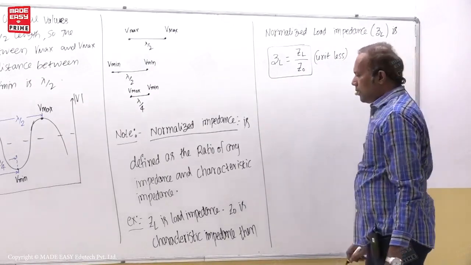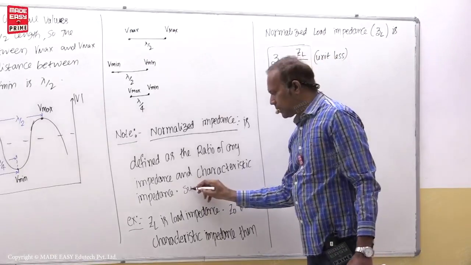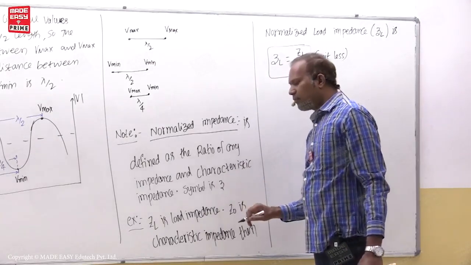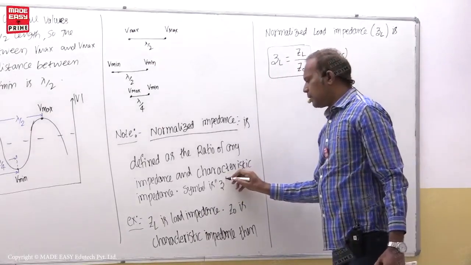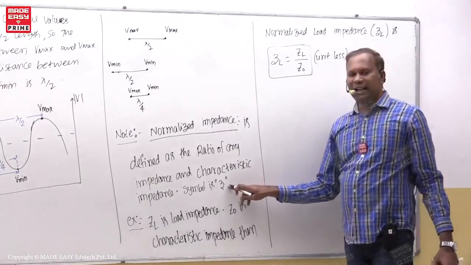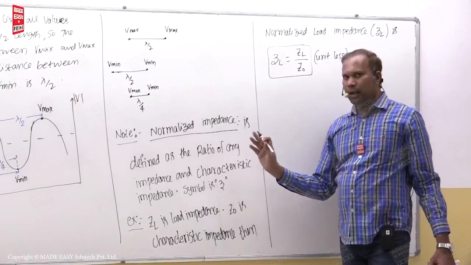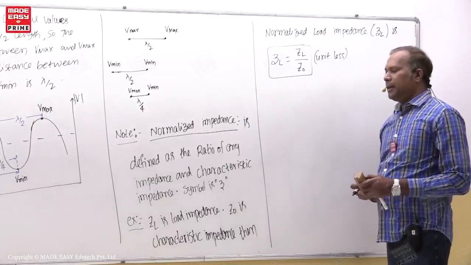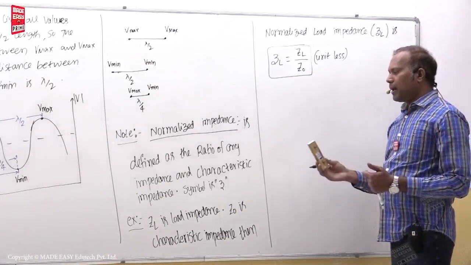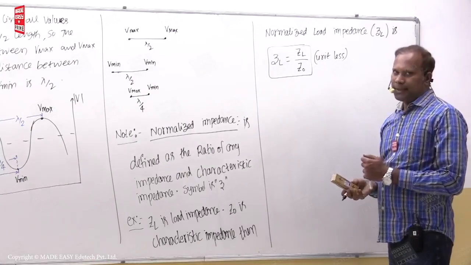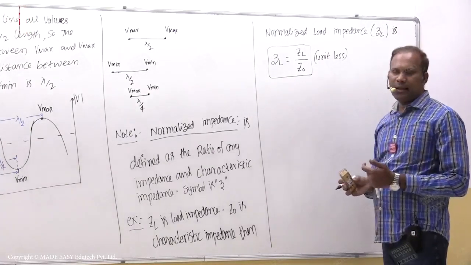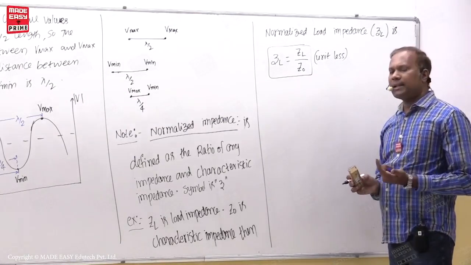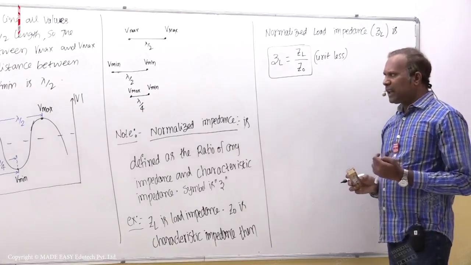So in this way, the symbol is small z. If you want clarity, you can write small z only. We were using small z for distance, no? Distance from the load to the source end. Same symbol. Actually, capital Z is the symbol of impedance. Then small z is used for normalized impedance. Capital R means resistance. Small r is used for normalized resistance. Capital X means reactance. Small x means normalized reactance.